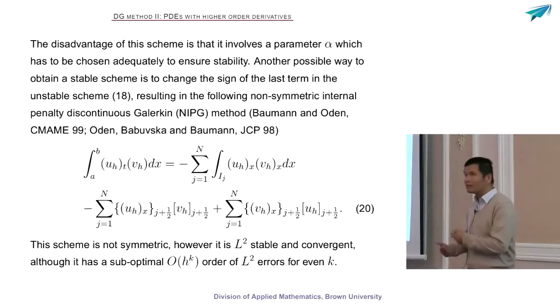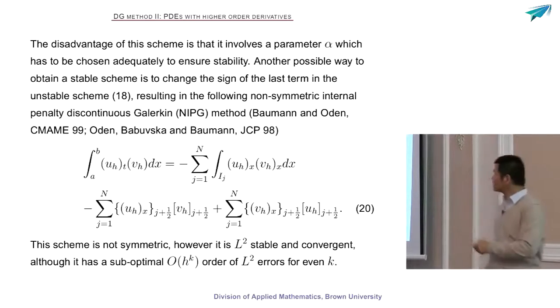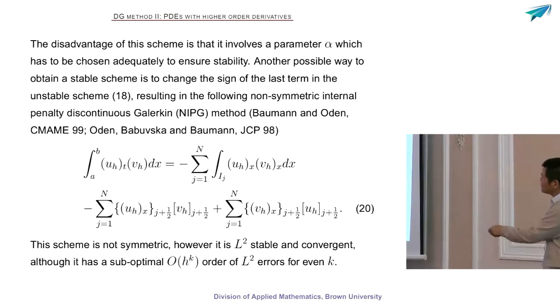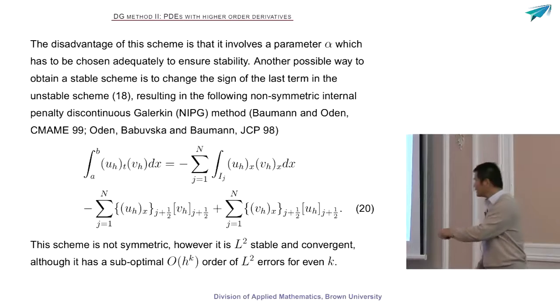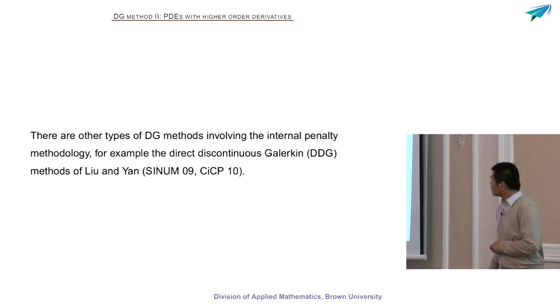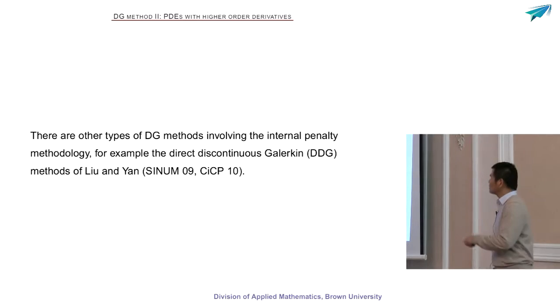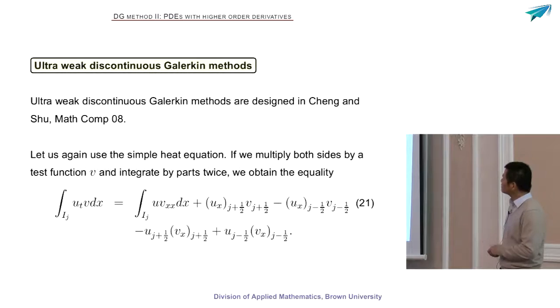Okay, so these are the class of internal penalty methods: symmetric, non-symmetric. You can see that there are people like Babuska and so on involved in the analysis of these type of methods. There are other types of DG methods involving internal penalty methodology, for example, the direct DG method of Liu and Yan, and other methods.